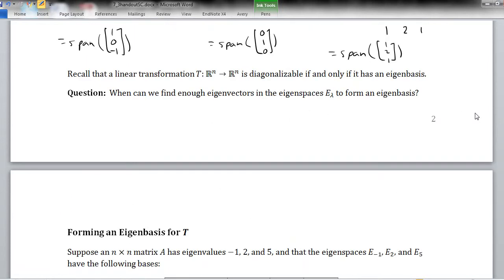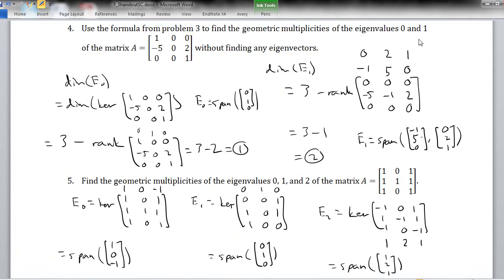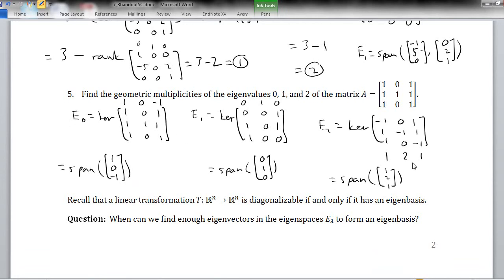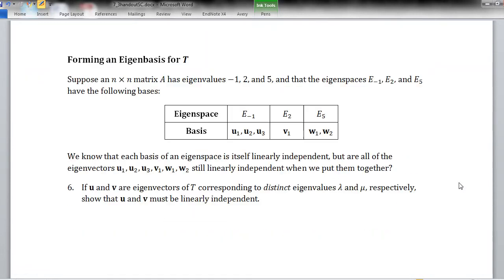All right. Well, that brings us to the question. When can we find enough eigenvectors in the eigenspaces to form an eigenbasis, right? Up here, we only had 2 eigenvalues, 0 and 1, but 1 contributed a couple independent eigenvectors. So we still got 3 independent eigenvectors altogether. In number 5 here, we had 3 different eigenspaces, and they each contributed 1 eigenvector. And they all happen to be independent, right? So, is this always going to happen? Or how can we tell if we're going to get enough eigenvectors to form an eigenbasis?